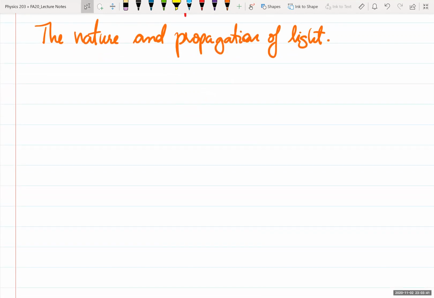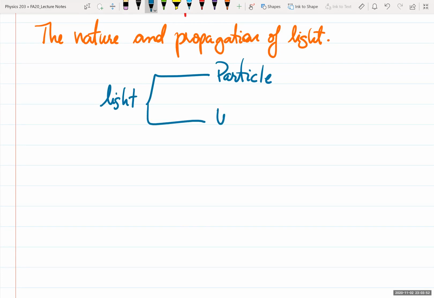Light has a dual nature behavior. Light can behave as a particle. It can also behave as a wave. Okay. Newton supported the idea of the particle behavior of light, and it was recognized for a long time. But then key experiments done in the 19th century confirmed the wave-like behavior of light.